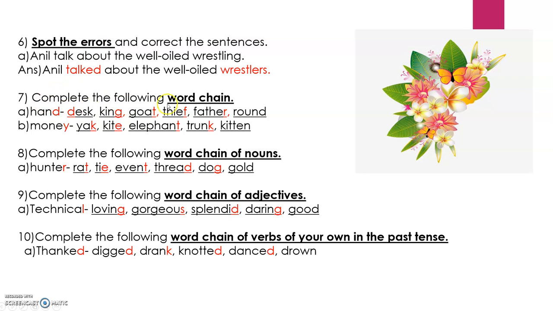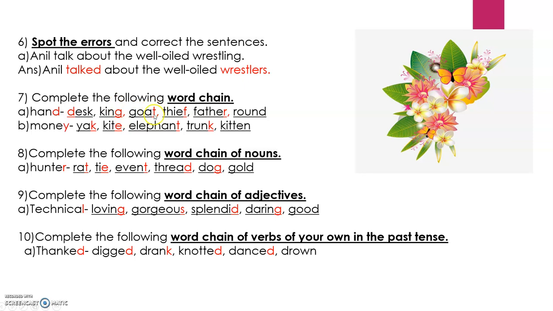Now complete the following word chain. And this is very easy. But this also needs a lot of thinking. Now your word chain, it just said word chain. So hand का last word क्या है? Last letter देखना है आपको. Okay. And make a new word. So D, desk. Then K is the last word. K ka king. Then G ka goat.